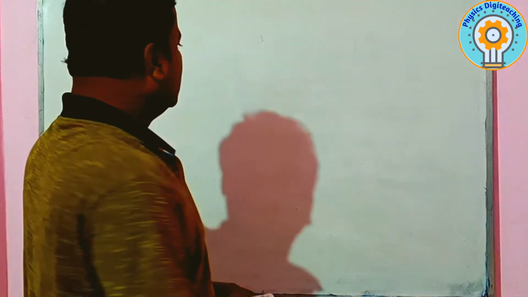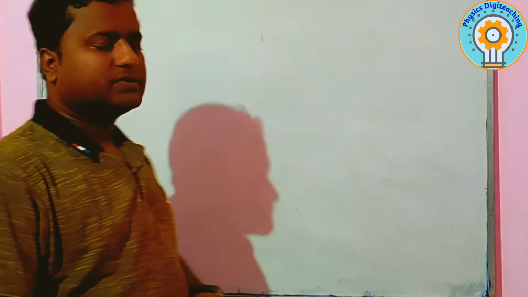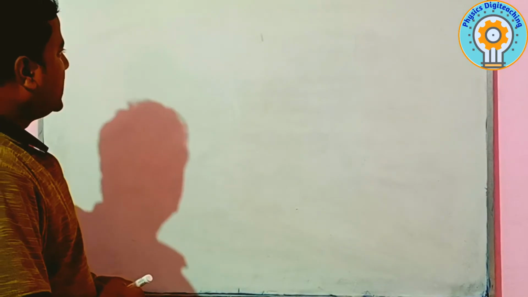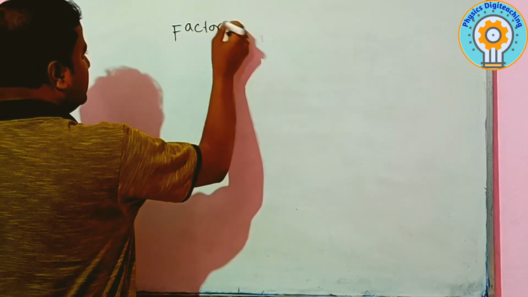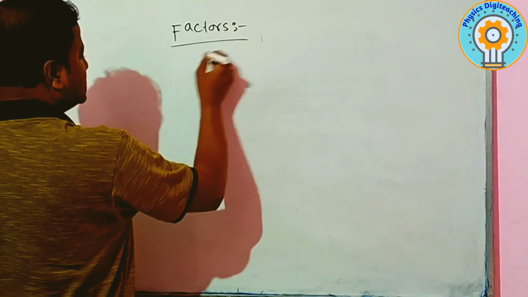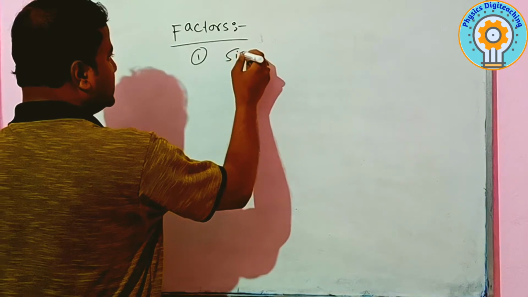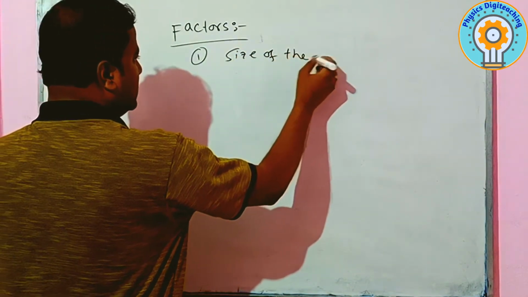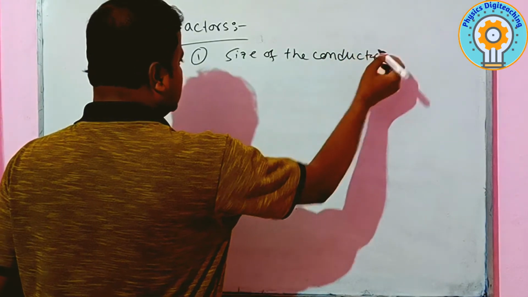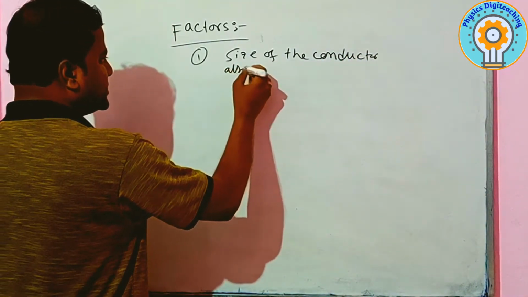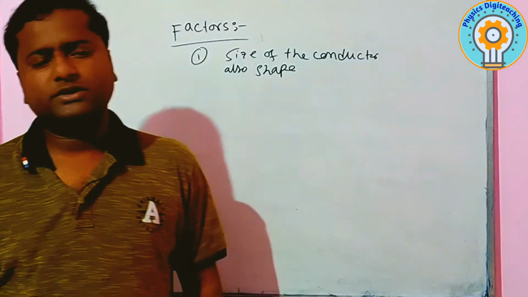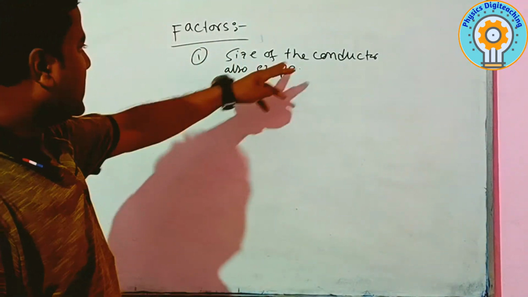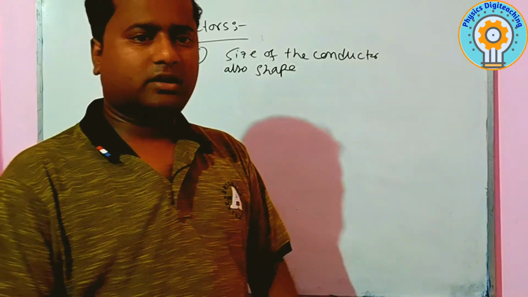Now we discuss the factors on which the capacitance of a conductor depends. Factor number 1, size of the conductor, and also shape. The capacitance, that is the capacity of storing charge, depends on the size and shape of the conductor.